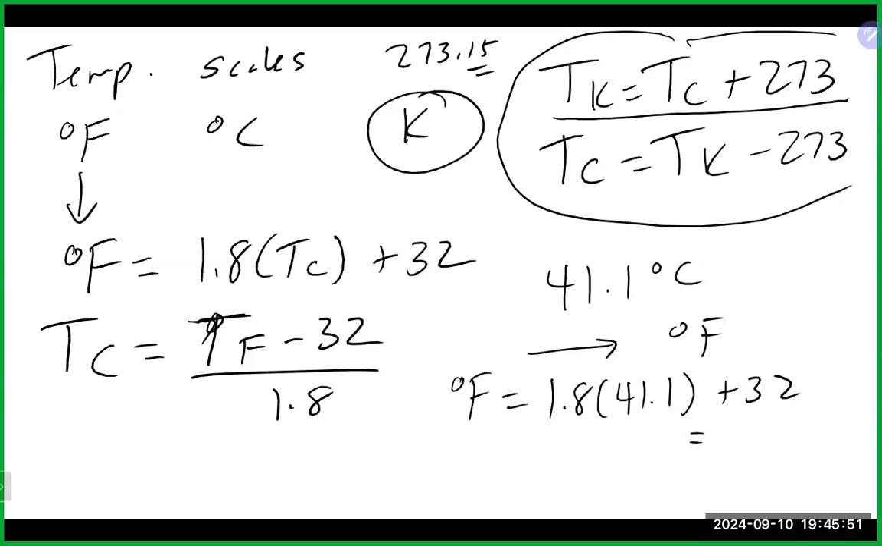I would get 1.8 times 41.1 plus 32, which gives me 105.98 degrees Fahrenheit. The general rule for temperature conversions is if you are just converting a temperature value from one scale to the next, it should look like the original value, which means this value went to one decimal place. That is where you should take it.